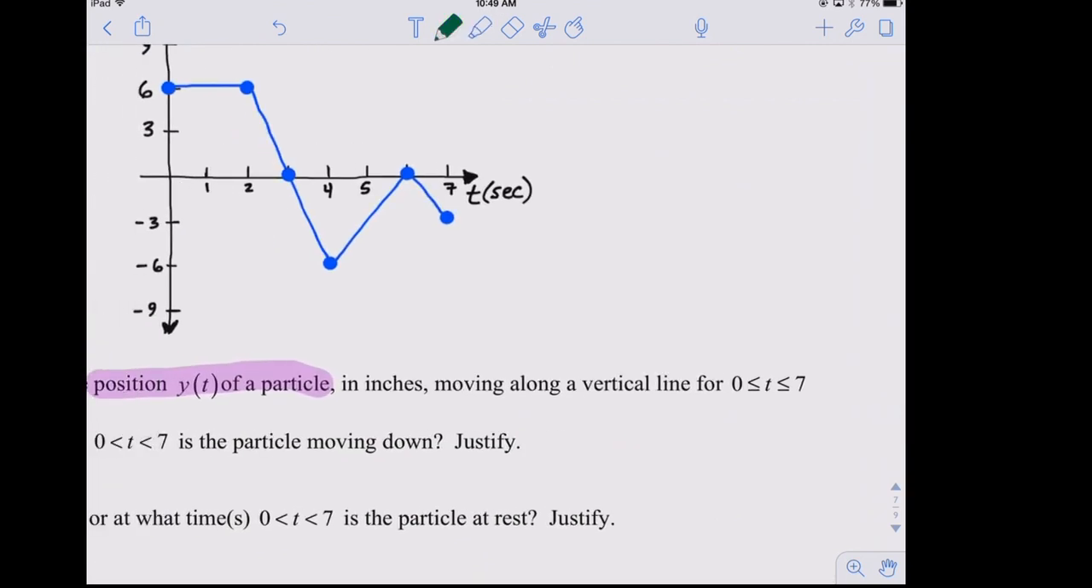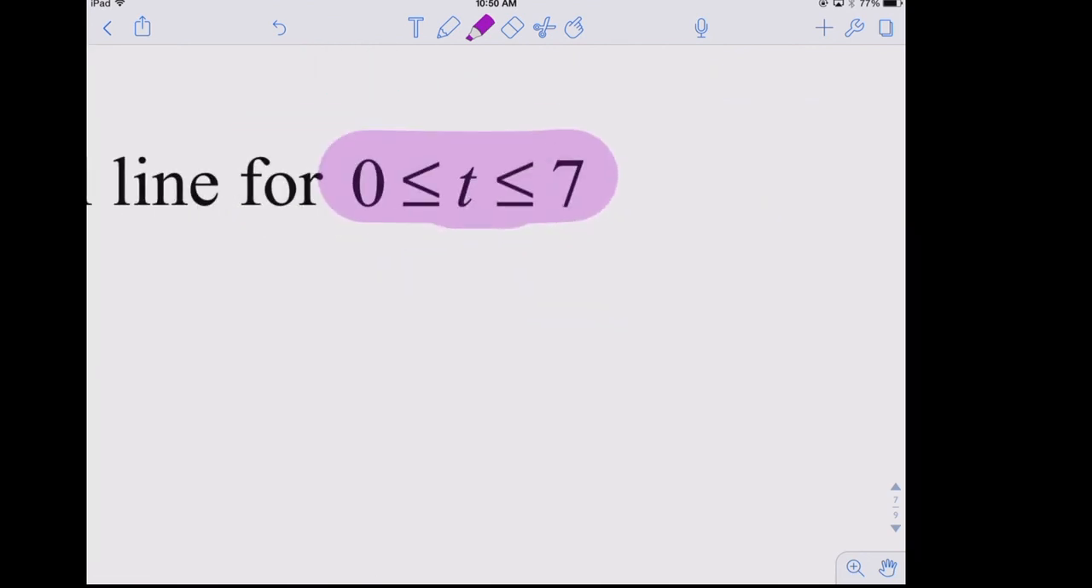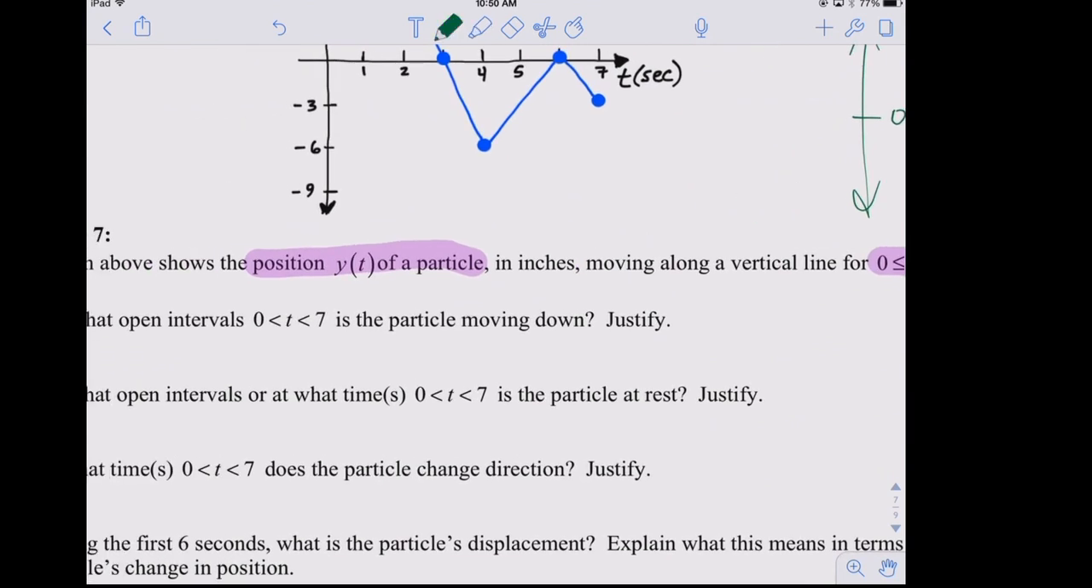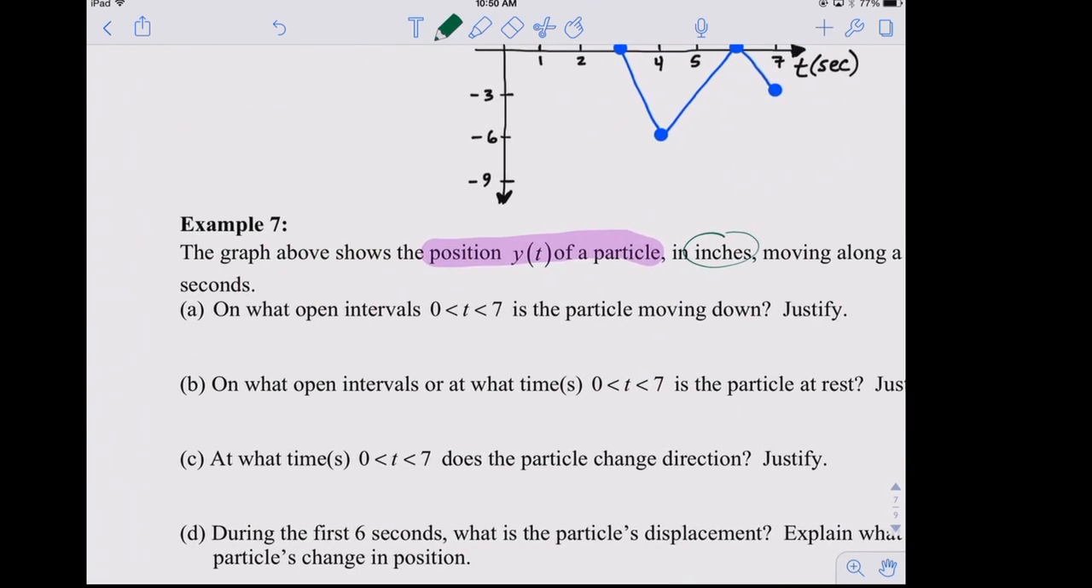So in the previous one, we were moving left and right. Now we're moving up and down. So you can use the vertical axis of the coordinate plane to imagine that this particle is just going in a straight line, either up or down. And notice that we have another specified interval here. This is only good from 0 to 7. We do have units. That's important. We got inches and we got seconds. So every numeric answer should have units on them.